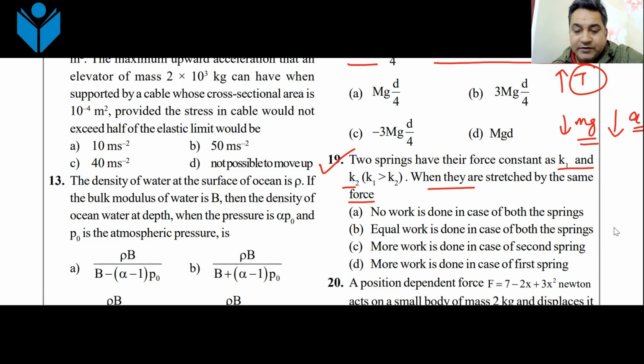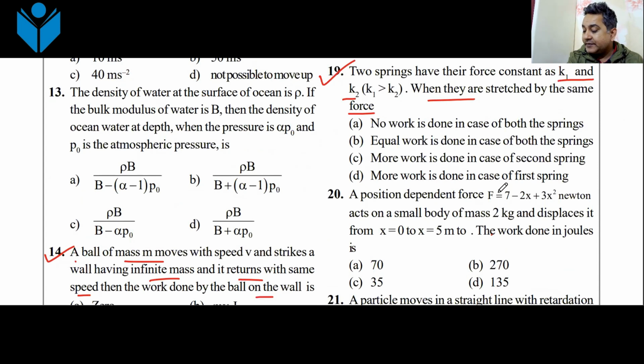Are you getting my point, everyone? Okay, so that was not an out of course question. That was a question from the course itself. The only thing is you had to do it on your own. And as I always tell you, there would be questions which you have to do on your own. That is how you will become self-dependent.